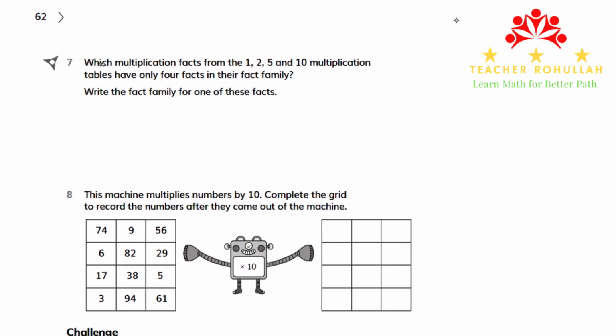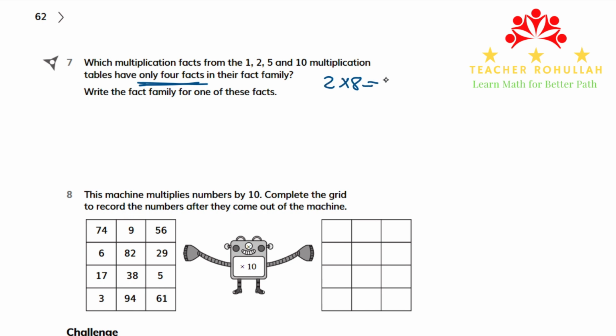In question 7, it says, which multiplication facts from 1, 2, 5 and 10 multiplication tables have only 4 facts in their fact family? Write the fact family for one of these facts. Let me clarify what it is asking us to find by saying only 4 facts. For example, let's say we have 2 and 8. We can write the fact family for 2 and 8.